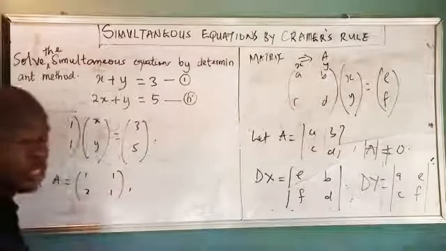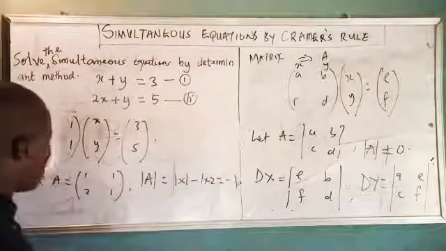Therefore, we now get the determinant of A. The determinant of A will now be 1 times 1 minus 1 times 2. So we have minus 1 to be the value of the determinant of A.